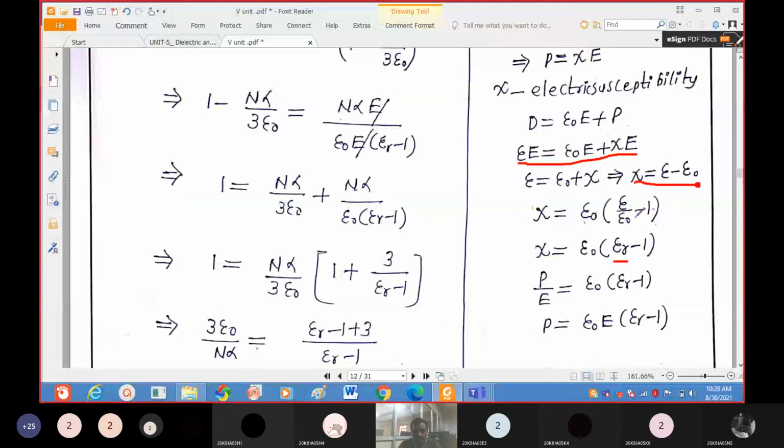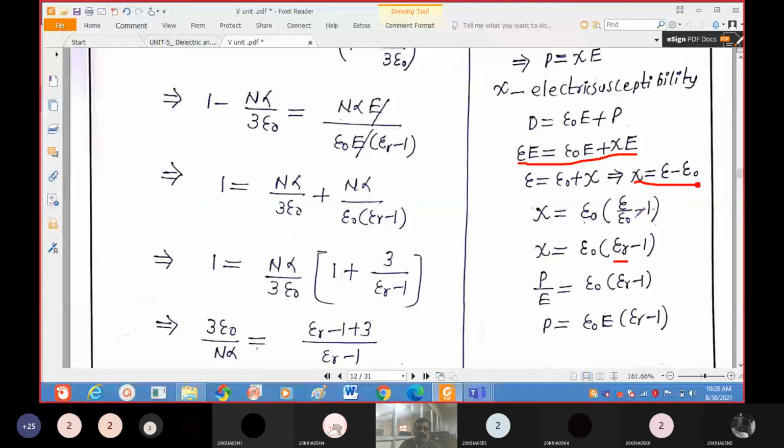What is n here? n is the number of atoms per unit volume. Now just substitute the E_i value. If you simplify this equation, we get the relation P is equal to n alpha E by 1 minus n alpha by 3 epsilon naught. Let us take this as equation number 1.